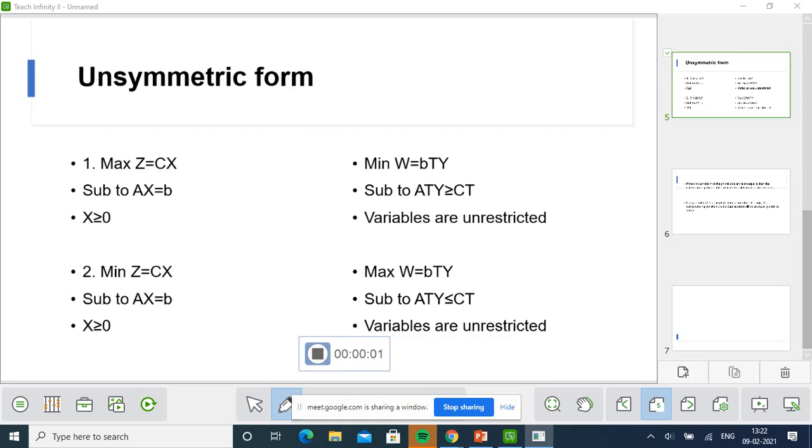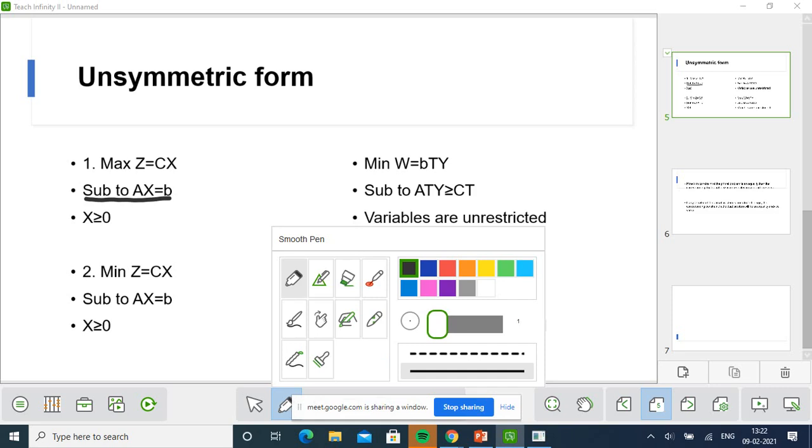When there is an equality in the constraint, we come across something called an unsymmetric form. When there is only inequality, it leads to the symmetric form. So now look at the first example here. Subject to Ax equal to B, what happens?